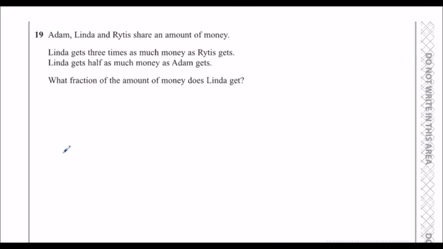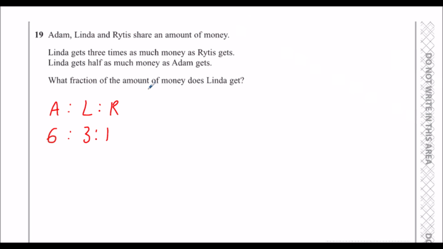Question 19. Adam, Linda, and Ritus share an amount of money. Linda gets 3 times as much as Ritus gets. Linda gets half as much as Adam gets. So half of what Adam gets is 3. So Adam must have 6.